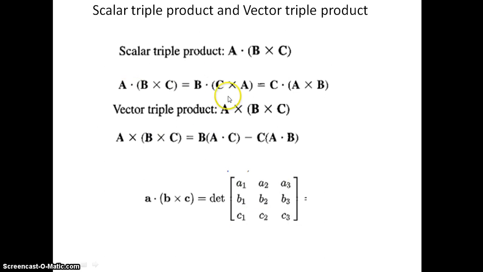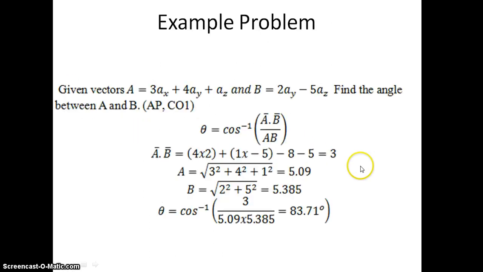And considering the vector triple product, it is given as A cross B cross C. So, A cross (B cross C) is equal to B into (A dot C) minus C into (A dot B). So, this is the vector triple product. Now let us see one example problem in vectors.